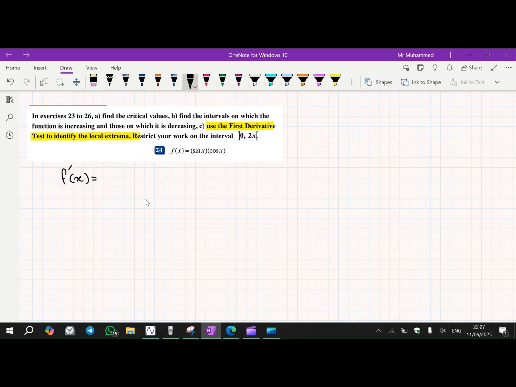So f prime x is equal to first times derivative of second, sine x multiplied by negative sine x, that is the derivative of cosine, plus second, which is cosine x, multiplied by derivative of first, which is also cosine x. Sine times negative sine is negative sine squared x plus cosine squared x. Here in this step, a lot of students get confused. They think sine squared plus cosine squared is 1, which indeed is correct, but there is a negative. Because of this negative, this result will not be 1 or negative 1. No, it's none of them.